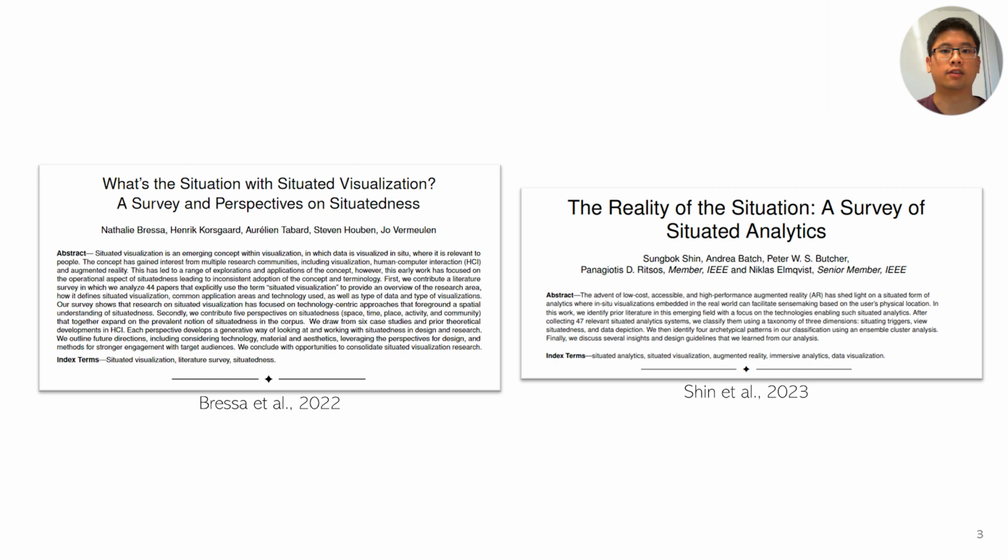Very recent surveys have aimed to summarize the technologies, contexts, and applications which situated visualization and analytics have seen use in. These works examine situated visualization from a high-level perspective and do not strictly focus on the design of situated visualizations in the context of their physical reference.